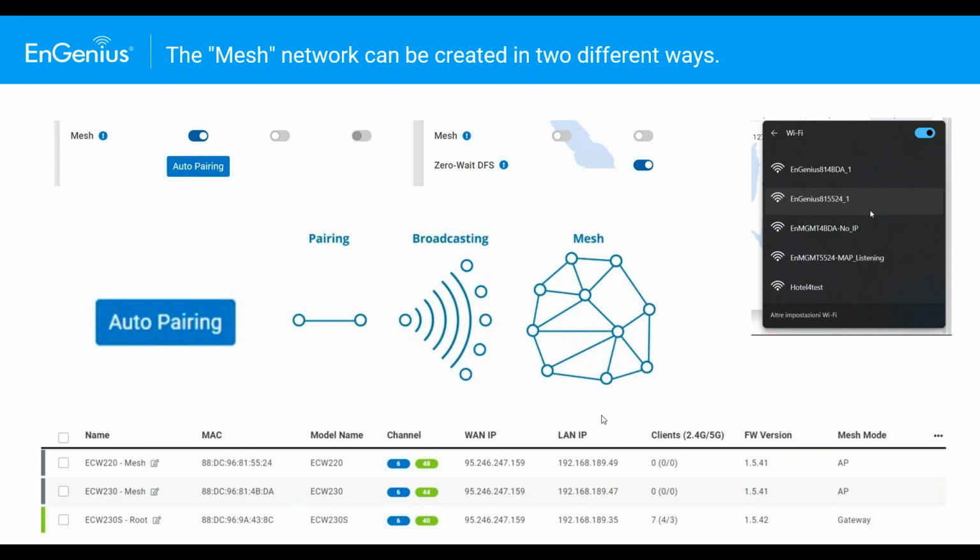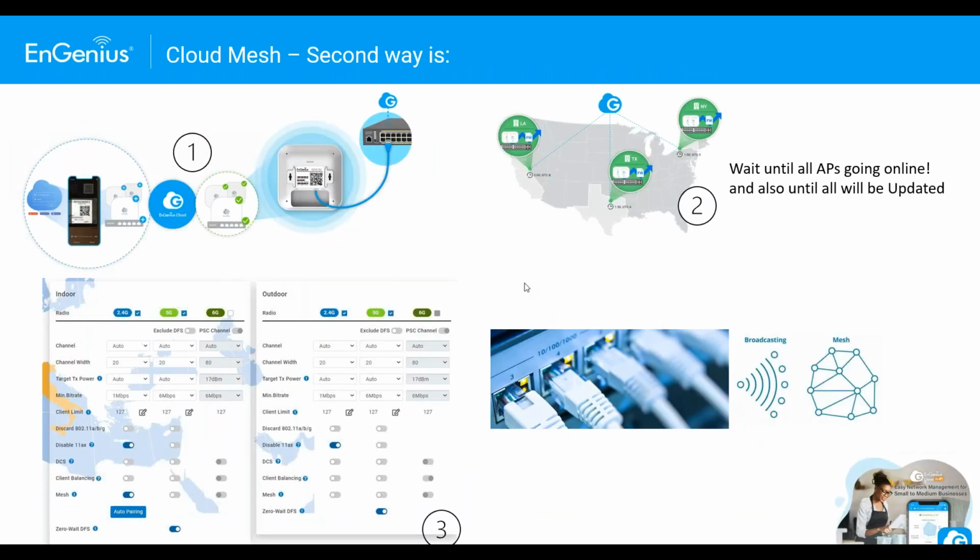Okay. The second option, and I think it's a much better option, is the best way to create the mesh. Basically, you have to connect all access points by cable and turn on the mesh on 2.4 gigahertz. No rush, wait until all access points receive the command that you press. Mesh on 2.4 gigahertz is only for indoor ports, of course, because on 2.4 gigahertz there's no difference between outdoor and indoor.